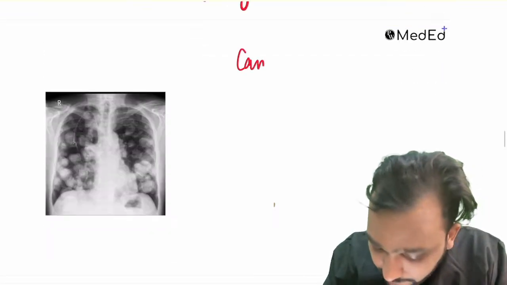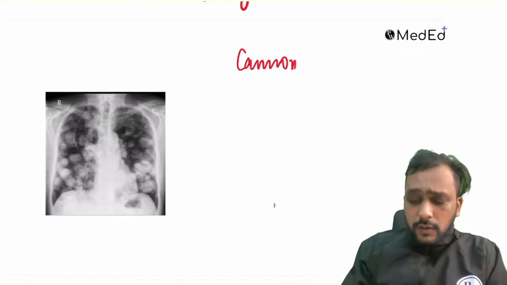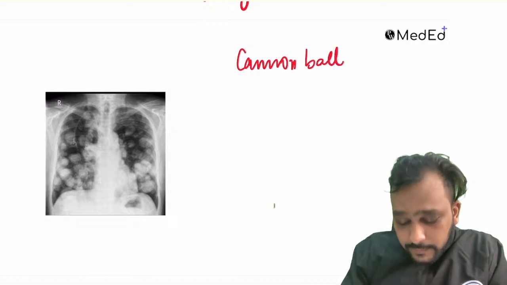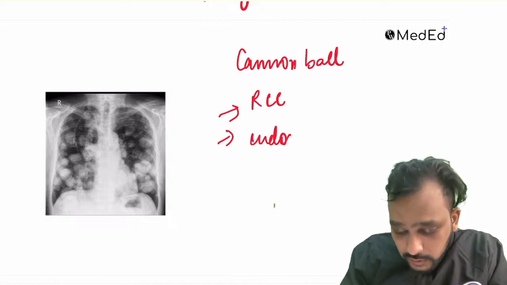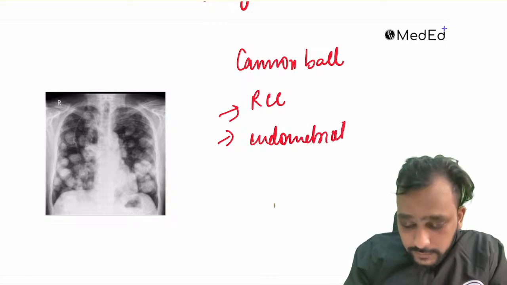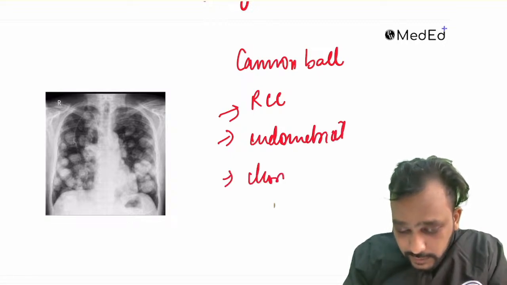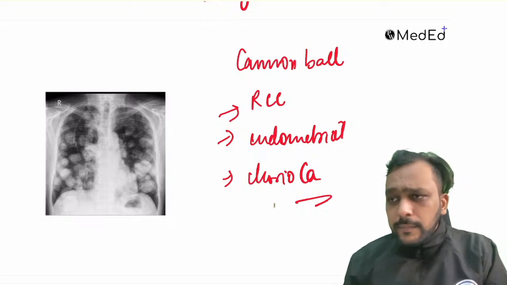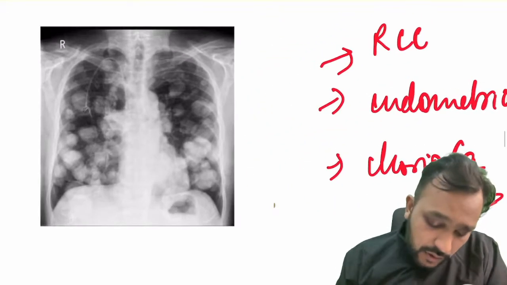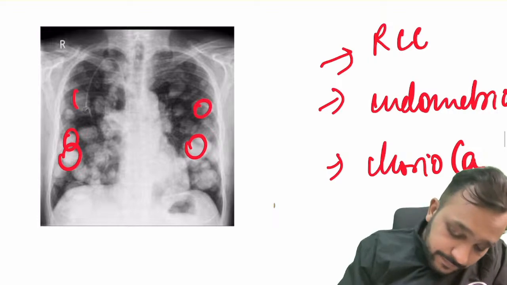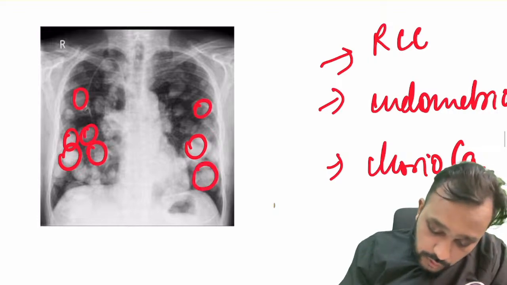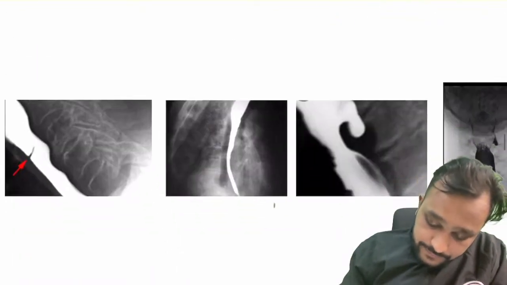cannonball mets. Again, very important tumor. Cannonball mets are seen in patients with renal cell carcinoma, endometrial carcinoma, okay, then choriocarcinoma. These are important examples you should remember as far as cannonball. So these cannonball mets are multiple round metastasis which are seen in both lung parenchyma.